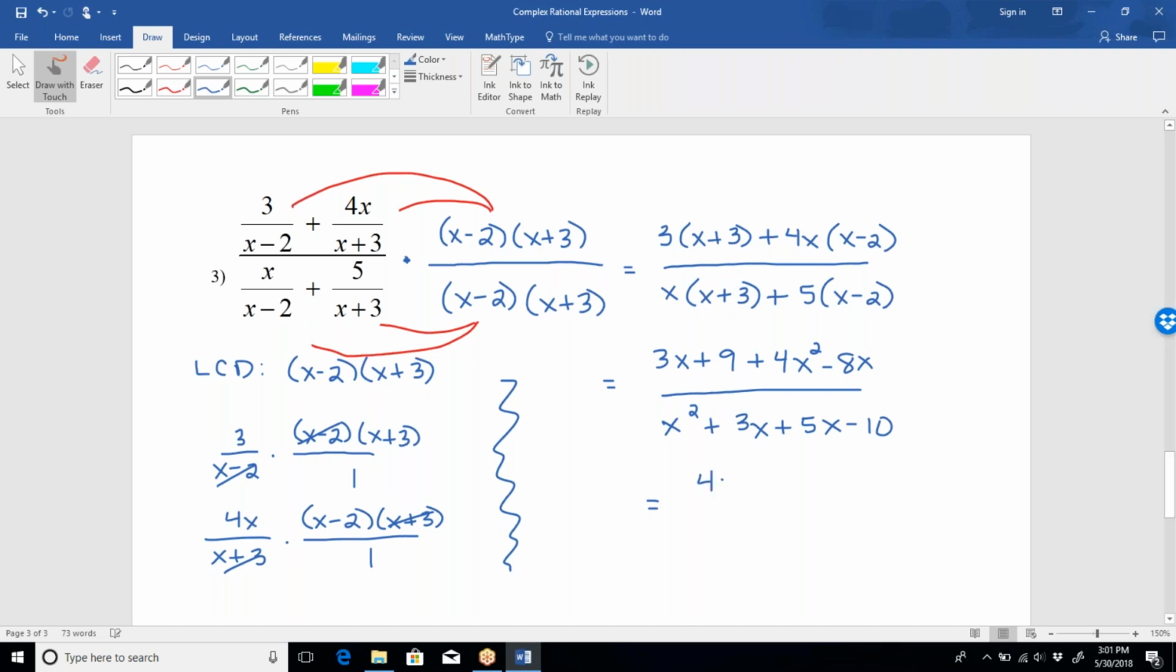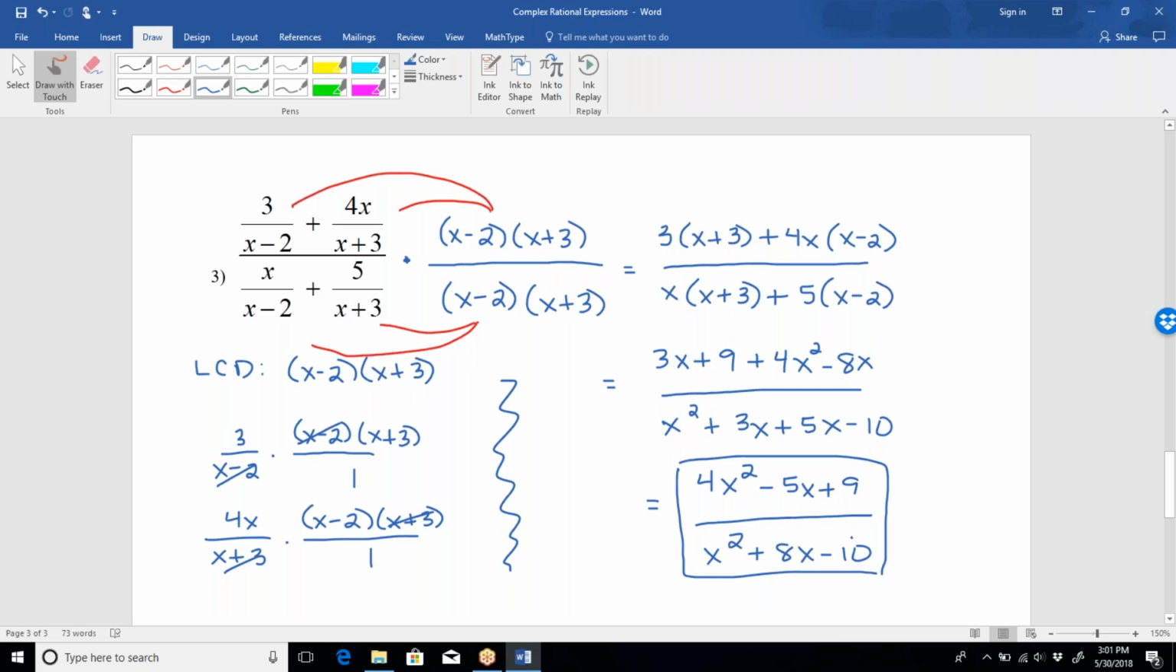In the numerator, 4x squared does not have a like term. I can combine the 3x minus 8x. That would be a negative 5x. And then plus 9. And then in the denominator, x squared plus, it looks like those middle terms are like terms, 8x, and then minus 10. All right, and then technically we should double check that these do not factor. I know they don't because I made up this problem.